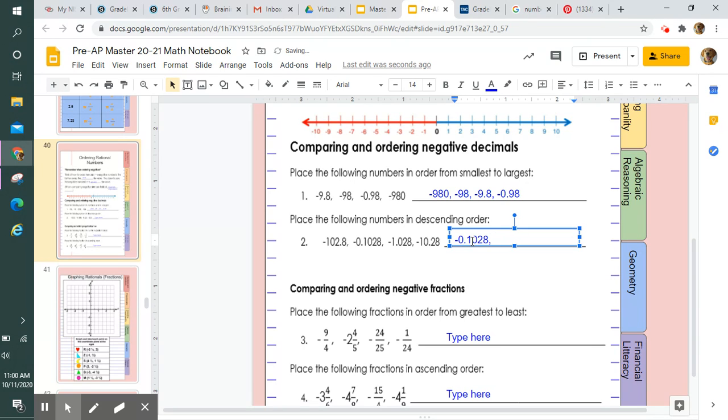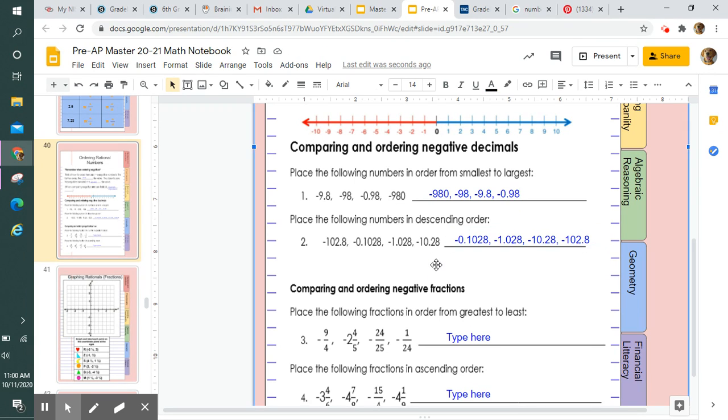So that means my first number is going to be negative 0.1028. The thing that comes next as we work our way left would be negative 1.028. And then as we keep going, negative 10 is going to come next, so negative 10 and 28 hundredths. And then last is going to be negative 102 and 8 tenths. Okay, so all I did was start closest to 0 on my number line, and then I worked my way out and saw what I was going to run into next.